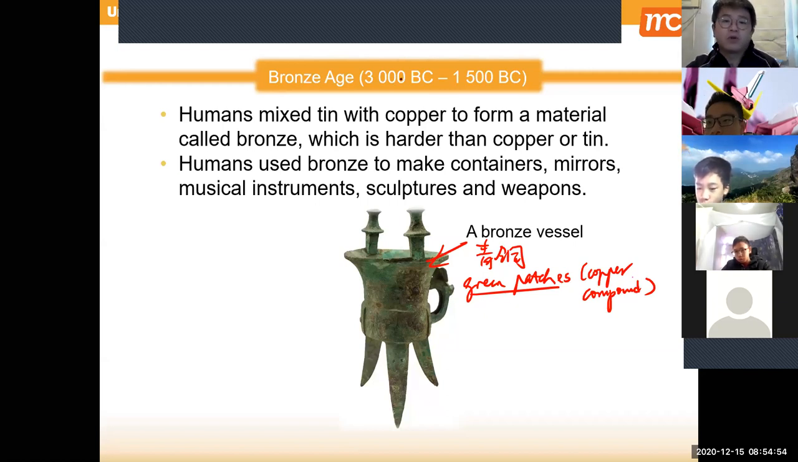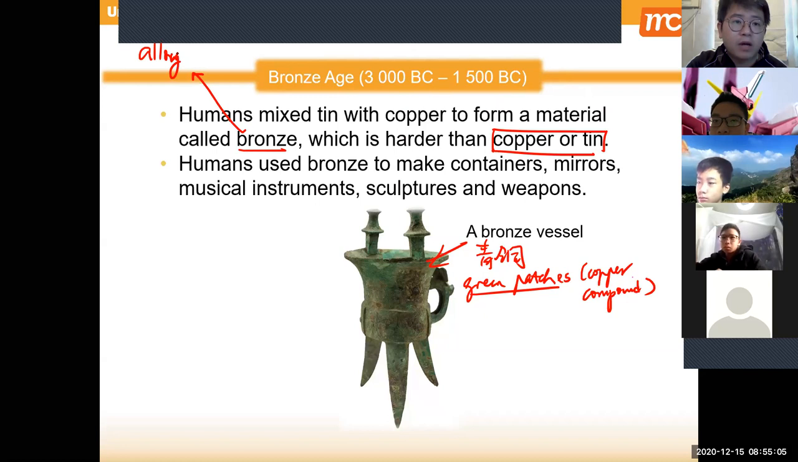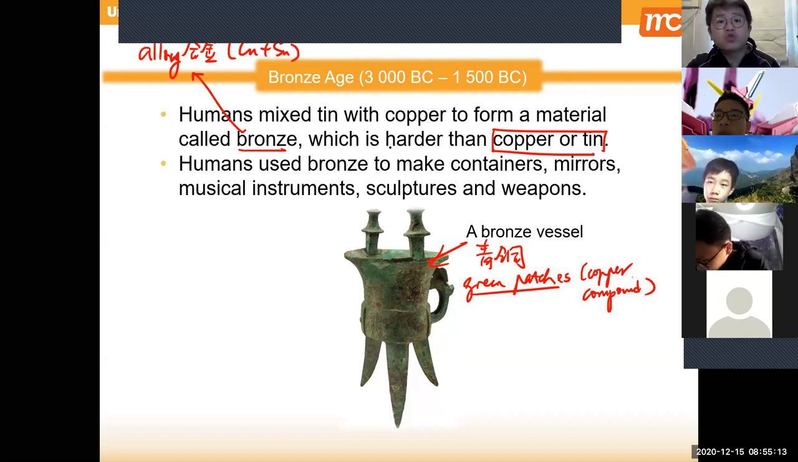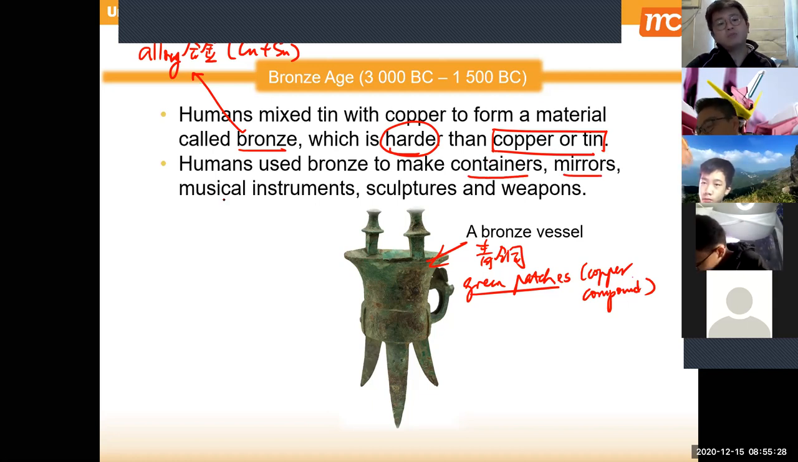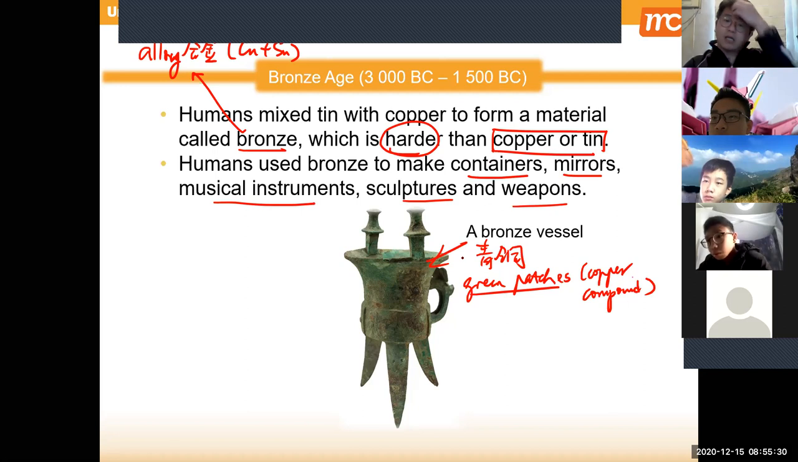So it is made of bronze. Bronze, what is that? It is an alloy of copper and tin. Bronze, all of you mark it down. Qing Tong. It is an alloy, hợp kim. A-L-L-O-Y, hợp kim, made up of copper and tin. They found that after mixing those two metals, the result is harder than pure copper. So the people later on changed from copper to bronze to make containers, mirrors, musical instruments, sculptures, weapons, etc. Can you get my point?